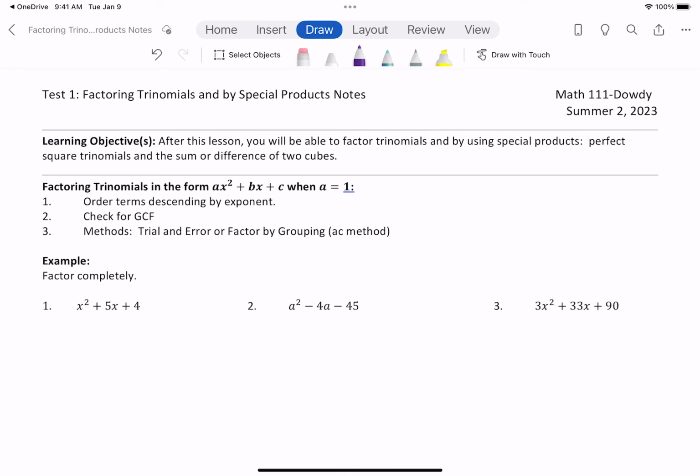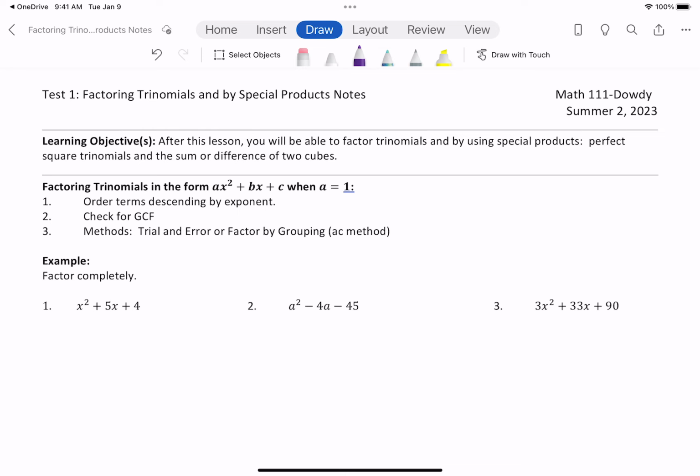Alright, the lesson we're going to look at today is factoring trinomials and factoring with special products. First we're going to look at factoring trinomials, which is pretty important to the course because we're going to use it pretty much from here out. We're going to be doing a lot of factoring basically in every chapter that we cover. So this is a pretty important topic to understand.